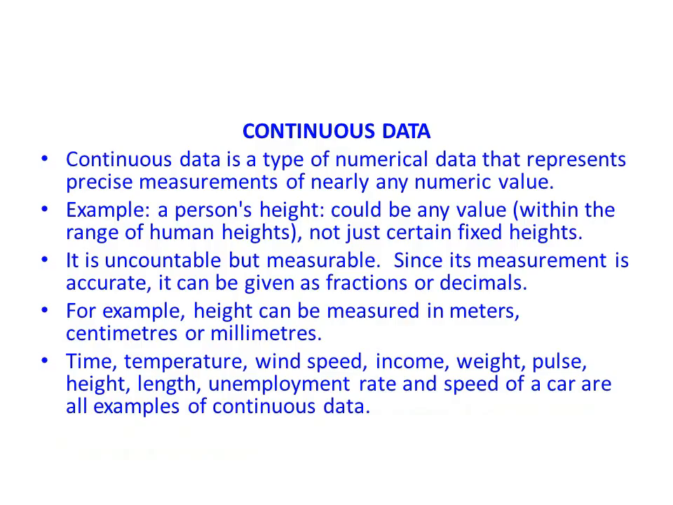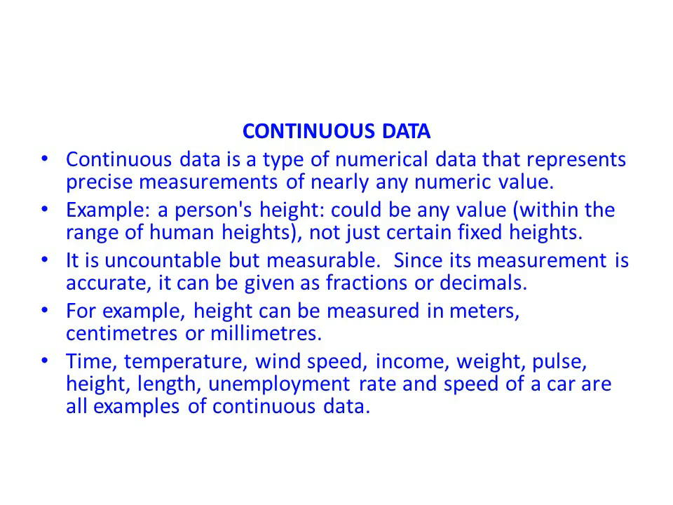The next type of numerical data is continuous data. Continuous data is a type of numerical data that represents precise measurements of nearly any numeric value. Example: a person's height could be any value within the range of human heights, not just certain fixed heights. It is uncountable but measurable. Since its measurement is accurate, it can be given as fractions or decimals. For example, height can be measured in meters, centimeters or millimeters.